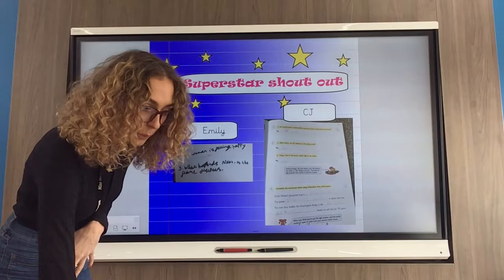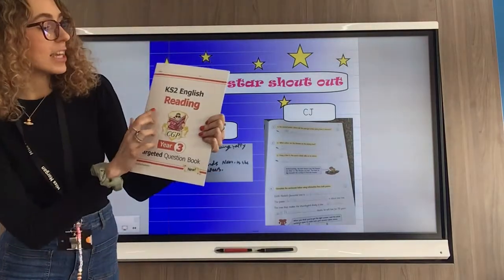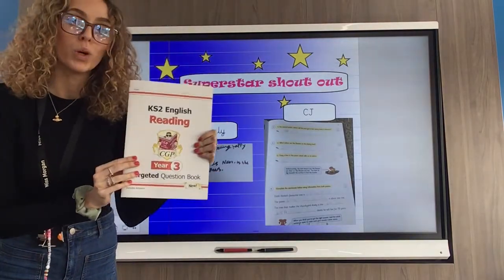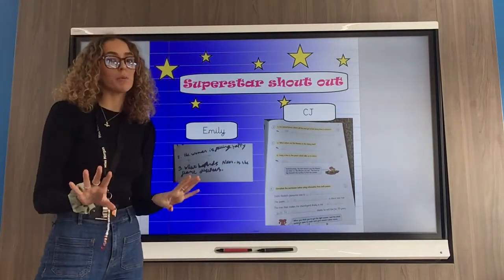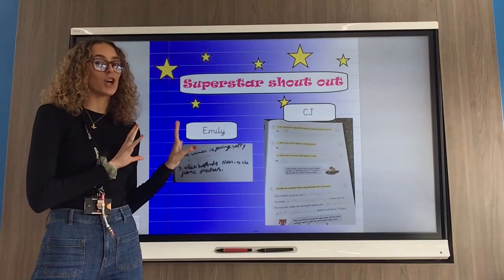And today we will be using our Key Stage 2 English reading book once again. So make sure that you have that ready for our lesson. But before we move on, Year 3, I've got my big superstar shout-outs.